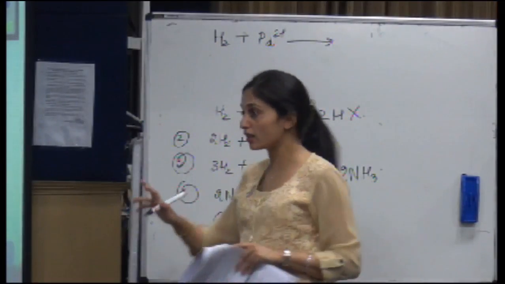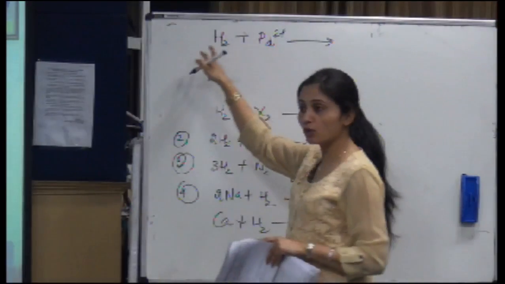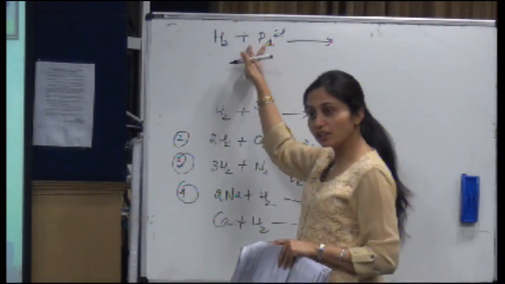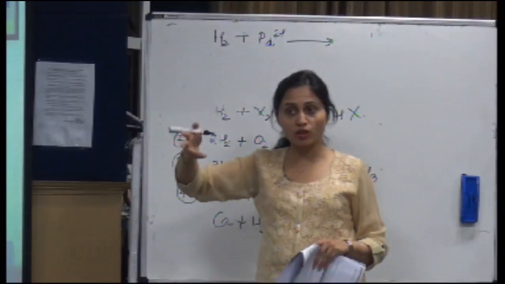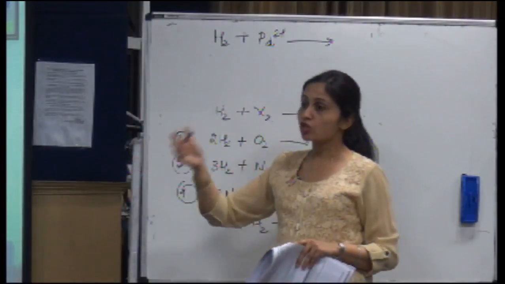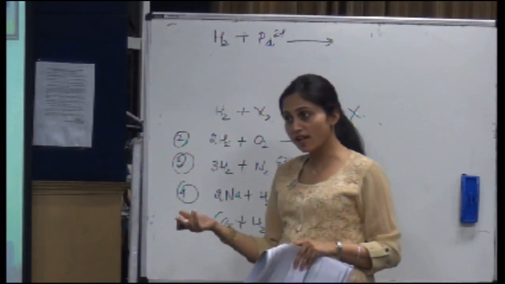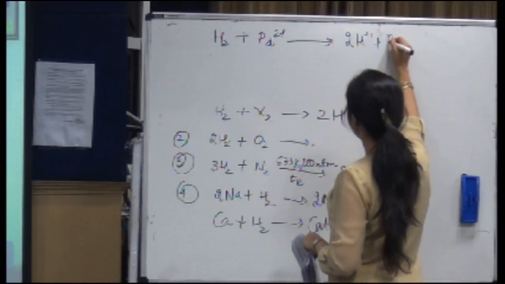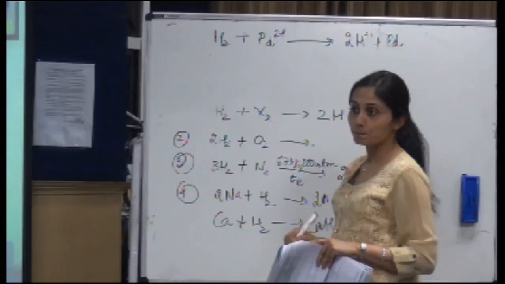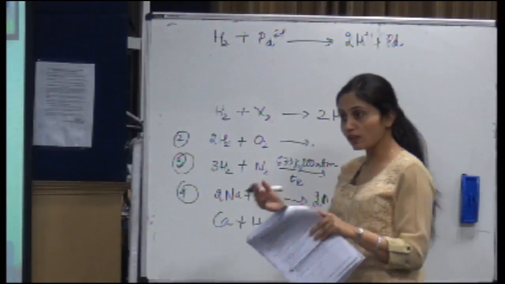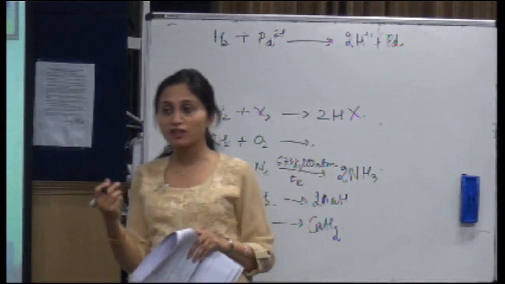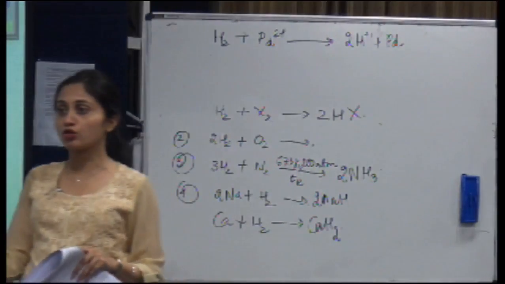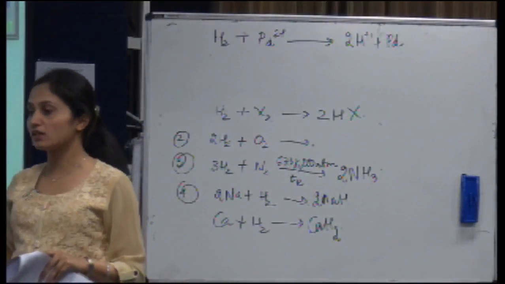ठीक है, याद रखना. अब दोनों में से aqueous medium में कौन है? Pd2+. क्योंकि आयन जो होगा वो aqueous medium में होगा. So hydrogen can replace it in its aqueous medium to form 2H+ plus Pd. Got it? So if you have any kind of a metallic solution, you add dihydrogen to it, so you can extract the metal out of it.